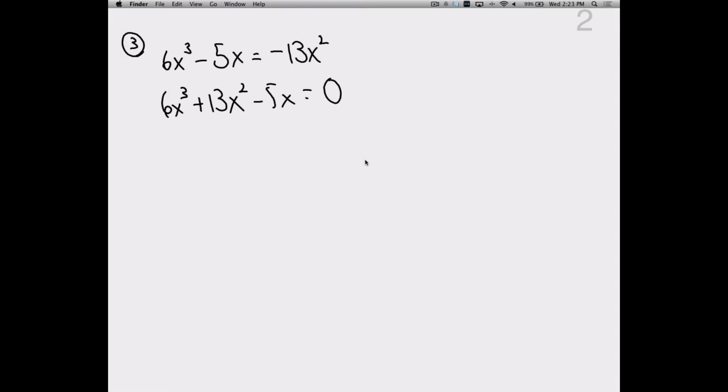Set it equal to 0. What do we always do first, Ben? The GCF. And what would happen to be the GCF in this case? X. X times the quantity 6x squared plus 13x minus 5. Oh, look, a quadratic. We love quadratics. Factor that quadratic, please.